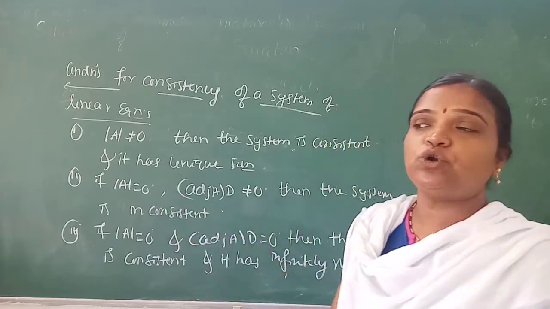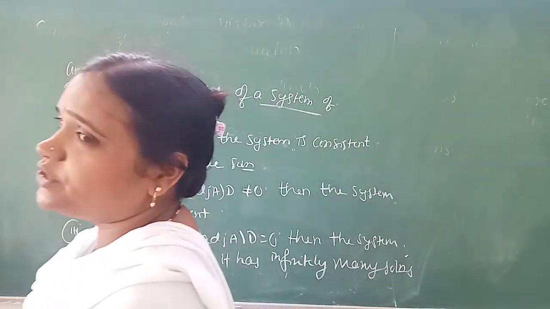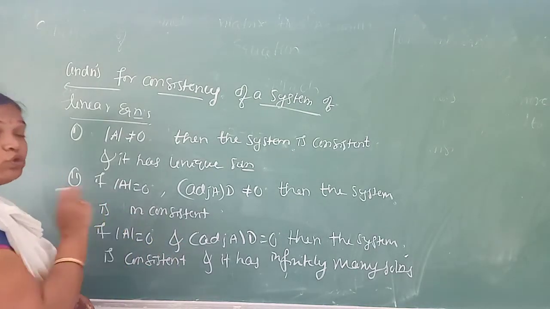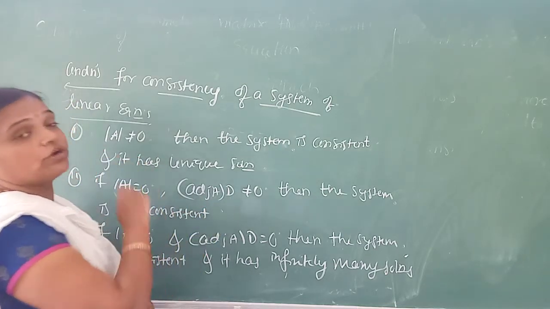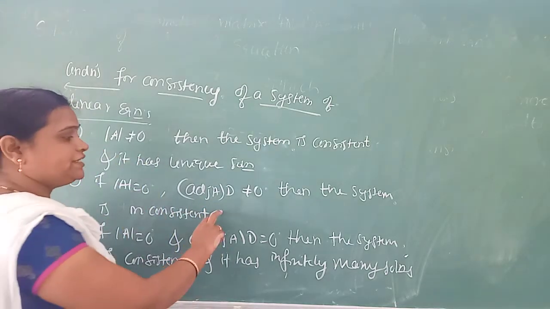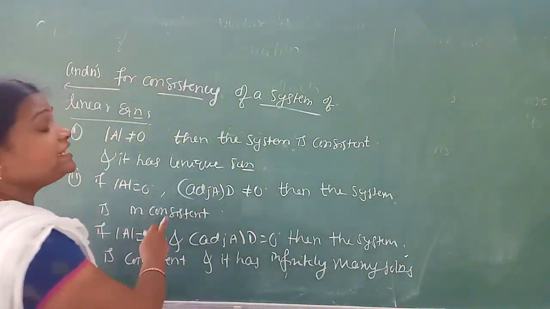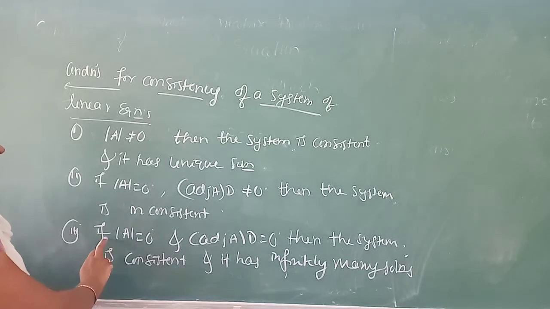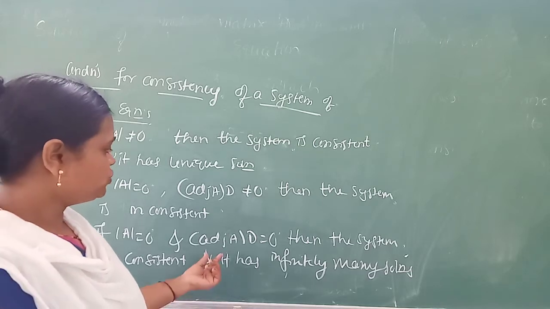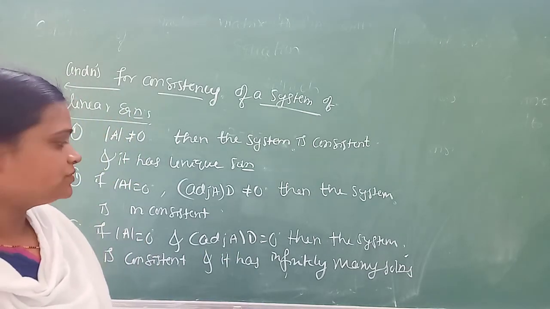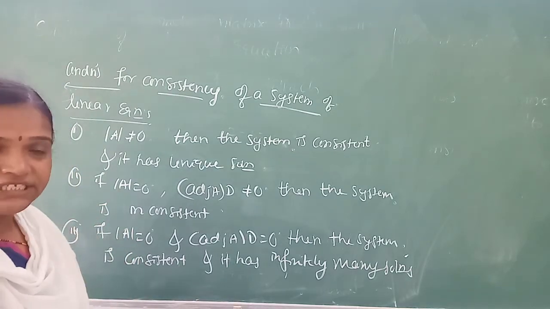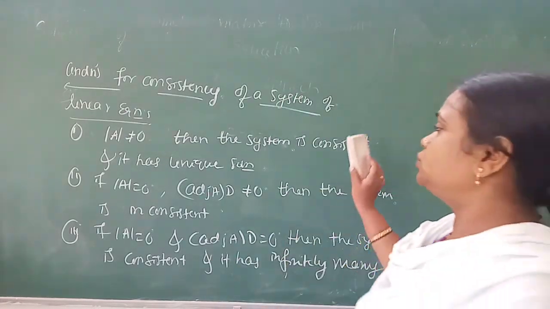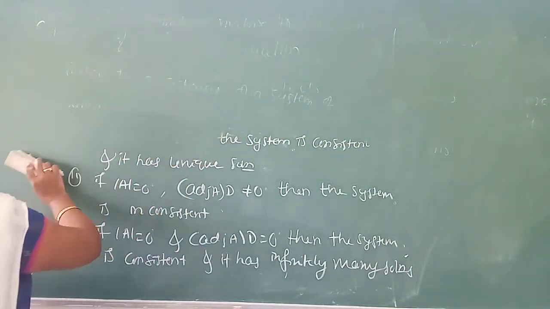Next, if determinant A equal to 0, in general it is a singular matrix, then there is no solution. But there is a condition here. If determinant A equal to 0 and adjoint A into D not equal to 0, then the system is inconsistent. We will verify by taking an example, don't worry. Next, if determinant A equal to 0 and adjoint A into D equal to 0, then the system is consistent, but it has how many solutions? Infinitely many solutions.